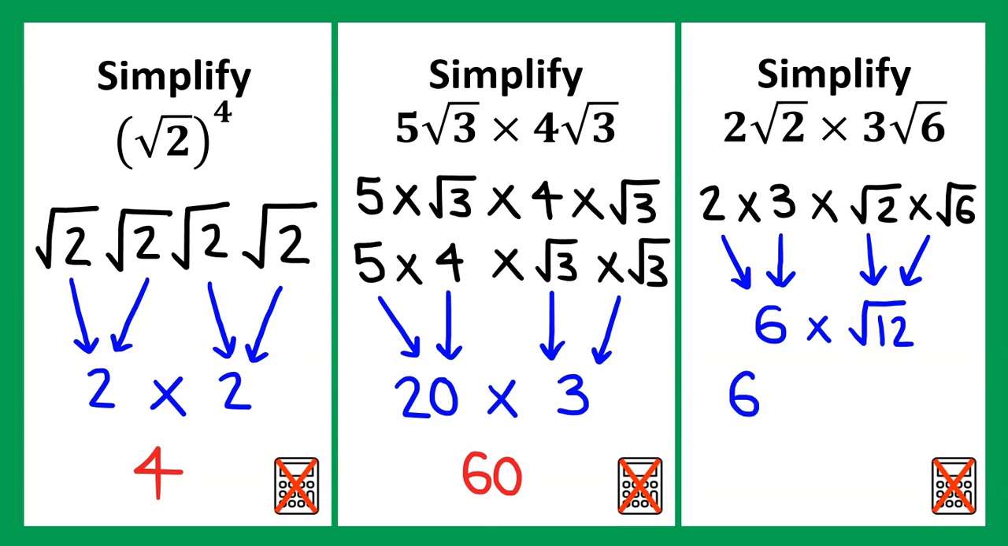So leaving 6 outside the bracket, we'll need to simplify root 12, which we did earlier as one of the questions in the beginner section, to get root 4 root 3, leaving us with 2 lots of root 3. We can then leave our final answer as 12 lots of root 3.